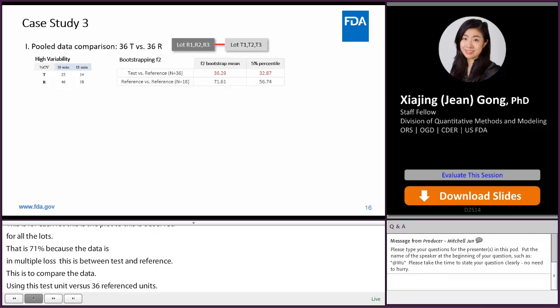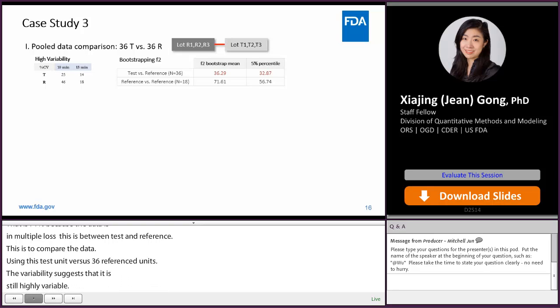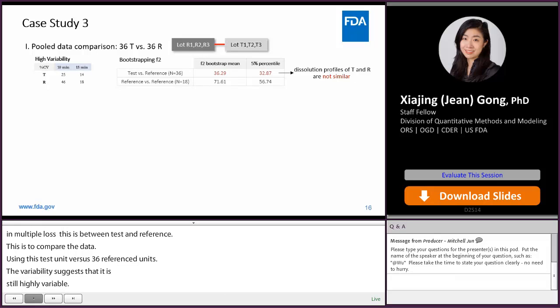Bootstrapping F2 result, its mean and the lower bound of confidence interval are both low, regardless of using 50 or reference versus reference F2 value as acceptance criteria. So the conclusion is that the dissolution profile of test and reference are not similar.